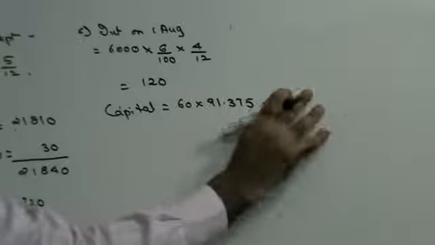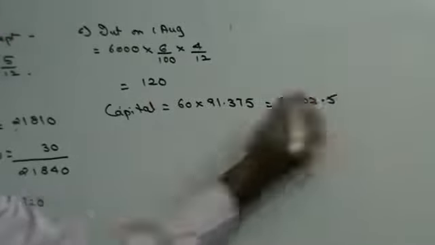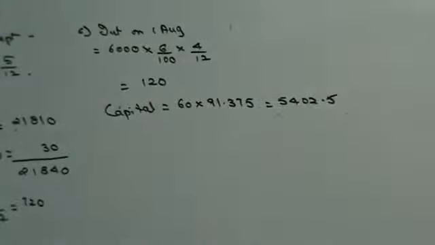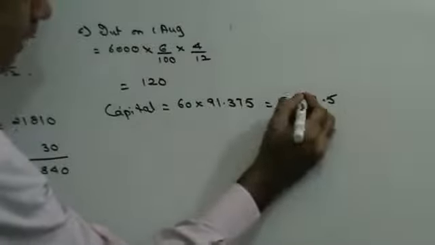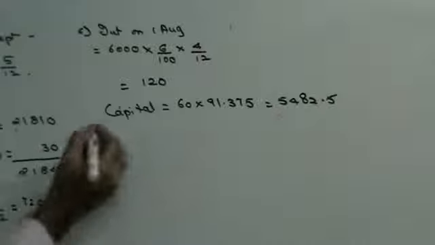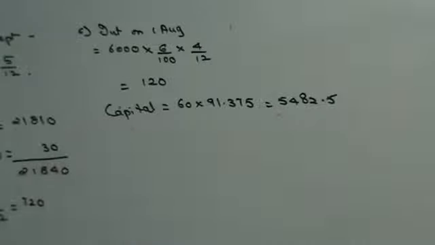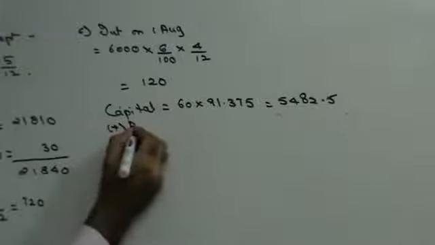5,402.5. 5,402.5. 5482. Someone cross check please. 60 into 91.375. 82. 5482.5. Okay. Now brokerage. While buying, you add the brokerage.